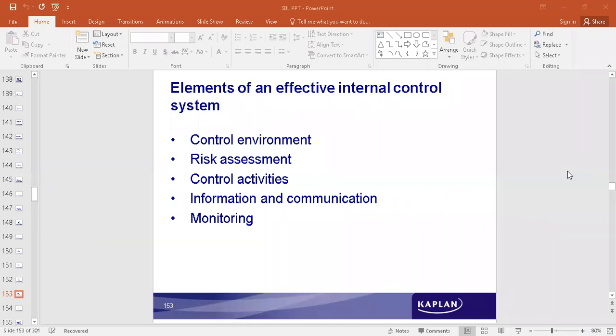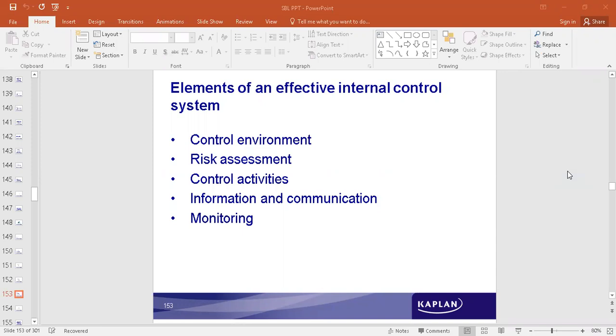That is in terms of restricting employees' access to the assets of the organization. There is segregation of duties. So no individual should be assigned more than one task. Okay, so that will keep a check on any fraudulent behavior.